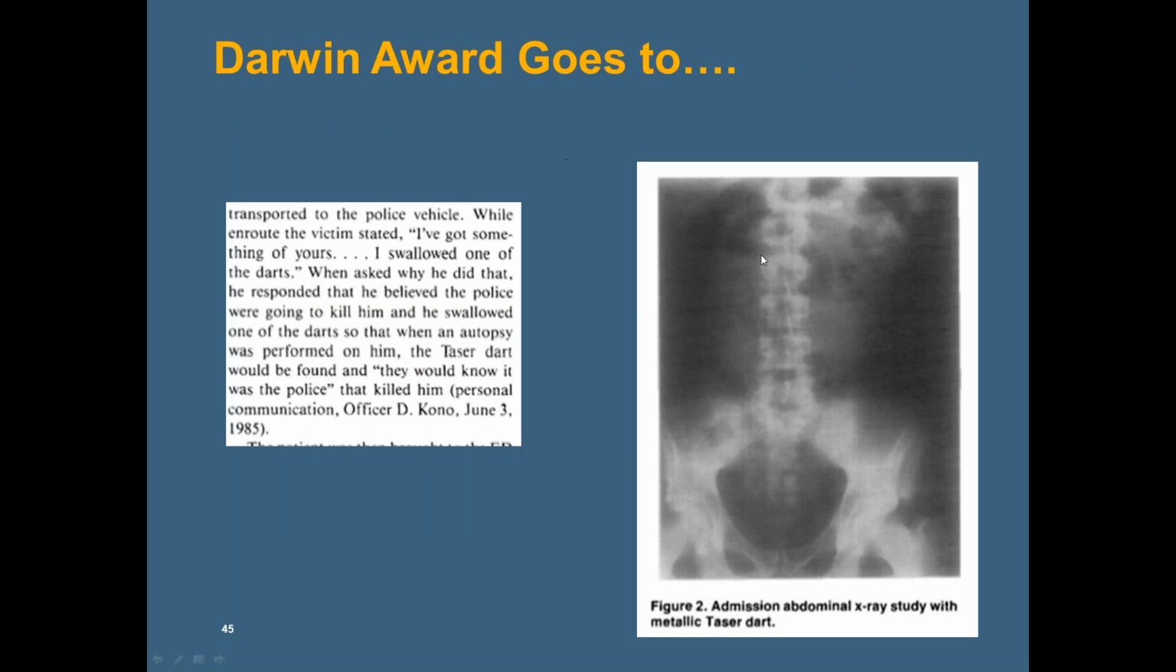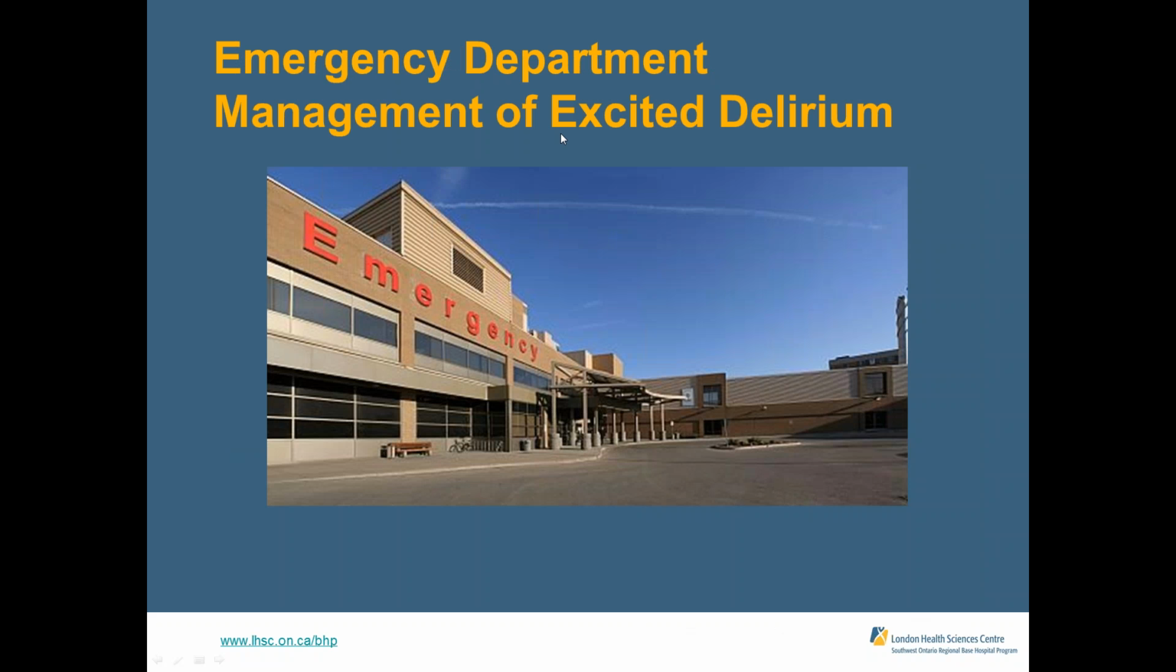And here's an X-ray. You can see the dart sitting in the upper quadrant of the patient, when you're looking at the photo itself of that taser dart ingestion. So, you know, not an eye injury, not a genital injury. The first reported case was some guy who ate the probe so that they knew that it was the police that killed him. He's quite logical. Very logical, yeah.